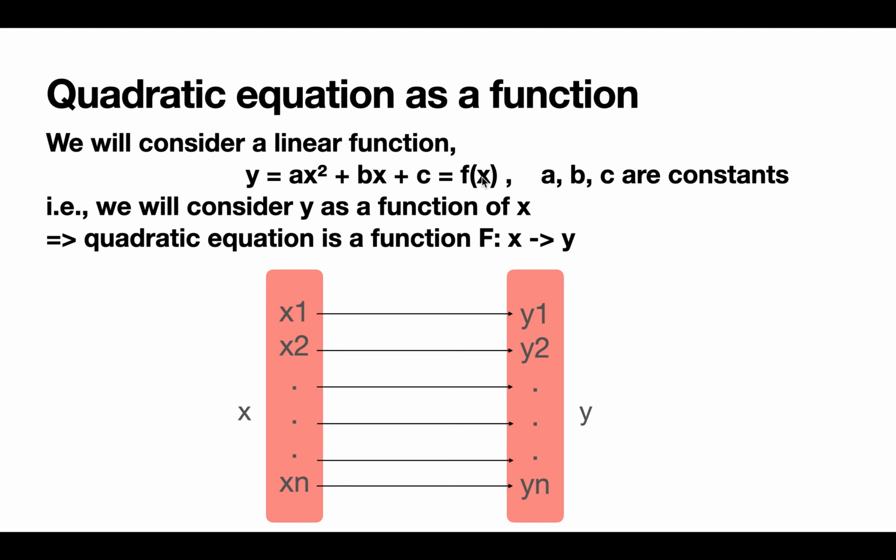I consider y as f of x because it is a function of x, because ax squared plus bx plus c is equal to f of x, where a, b and c are constants. As you have already learned, a quadratic equation will have constants before the x squared and x, and there will be an additional constant c. From this you might have noticed that for every value of x, we'll have a value of y. That is how x1 is related to y1, x2 is related to y2, and it goes on like xn is related to yn.